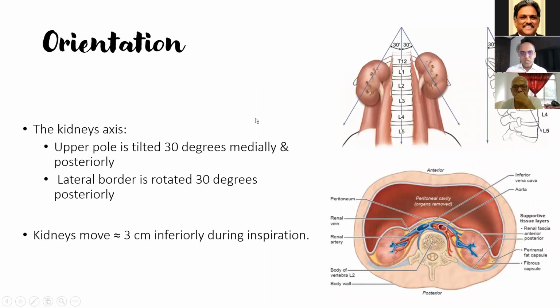Now coming to the orientation of the kidney, the kidney axis is not a vertically straight axis. The upper pole is tilted 30 degrees medially and 30 degrees posteriorly, and the lateral border is rotated 30 degrees posteriorly. So the upper pole is closer to the midline, and the kidneys move around 3 centimeters inferiorly during inspiration. This is again important, and it happens because the kidney is attached to the diaphragm.